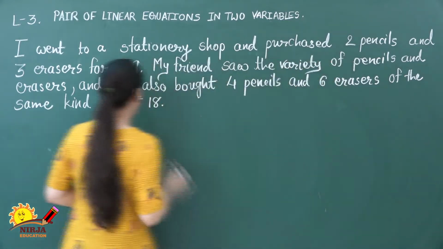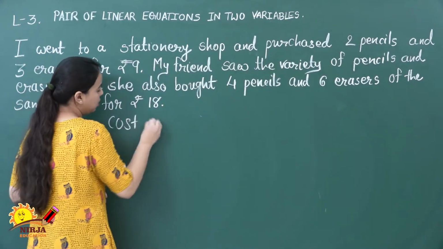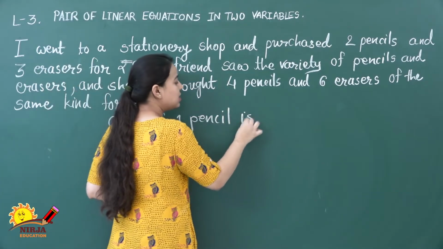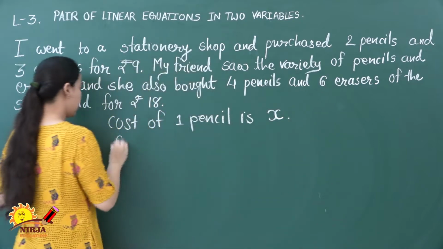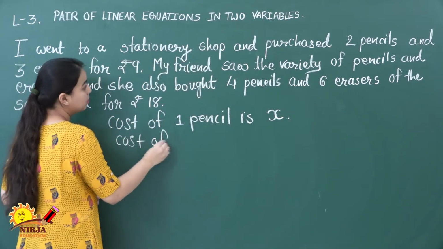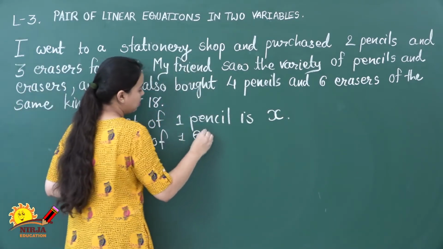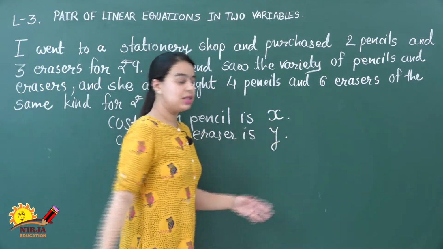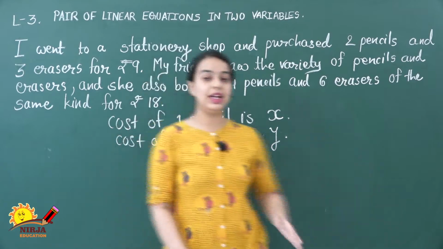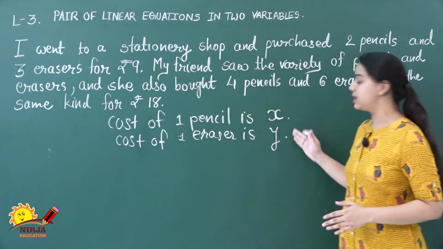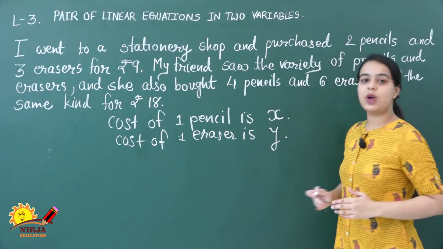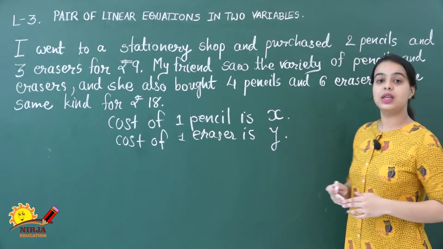Suppose I am taking the cost of 1 pencil as X rupees and the cost of 1 eraser as Y. As you can see, we have taken the cost of pencil and eraser as variables X and Y, and we do not know these. This is the unknown, and that is why we call this value a variable.